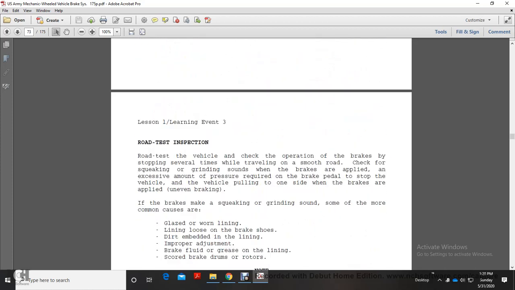Road test inspection. Road test the vehicle. Check for the operation of the brakes by stopping several times while traveling on a smooth road. Check for squeaking or grinding sounds when the brakes are applied. Note the amount of pressure required on the brake pedal to stop the vehicle. Note if the vehicle pulls to one side when the brakes are applied, or if the braking is uneven.